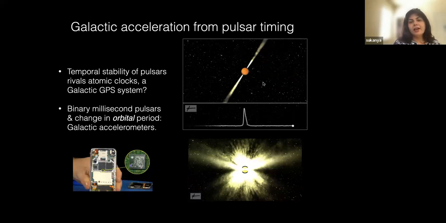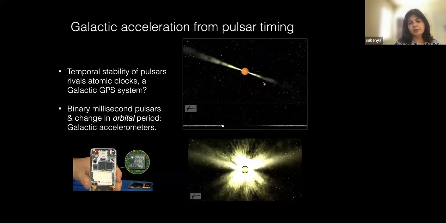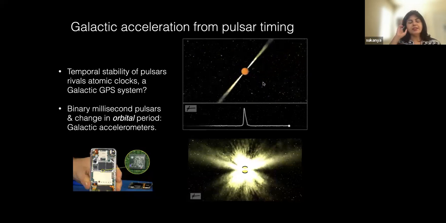This is a slow pulsar. The pulse profile is at the bottom. Now, the ones that we use, the ones that have been timed most precisely, are these millisecond pulsars that spin hundreds of times per second.